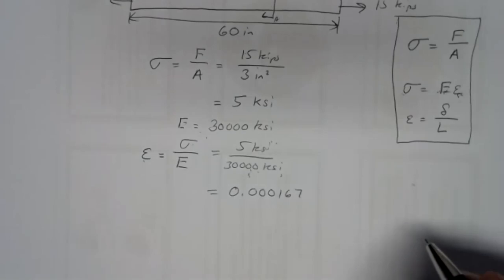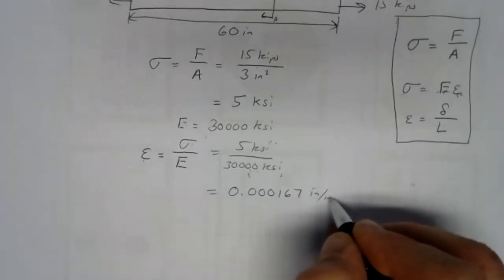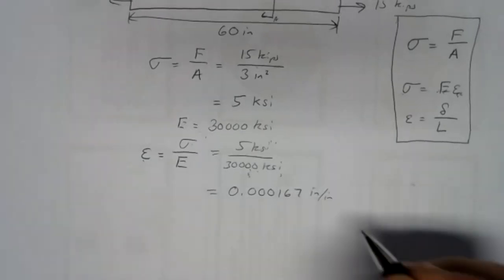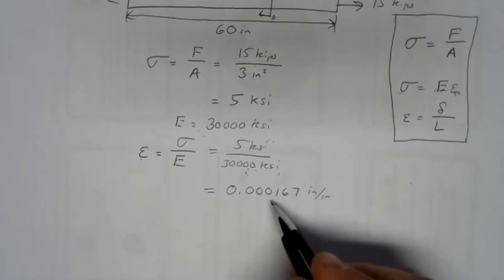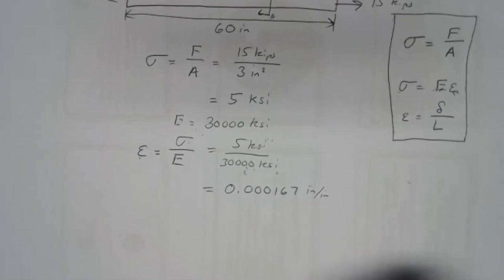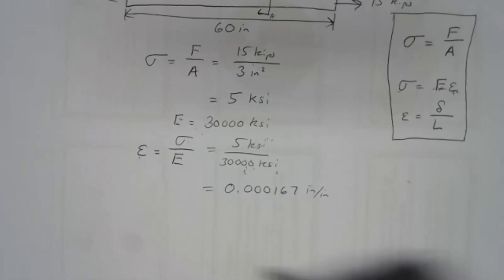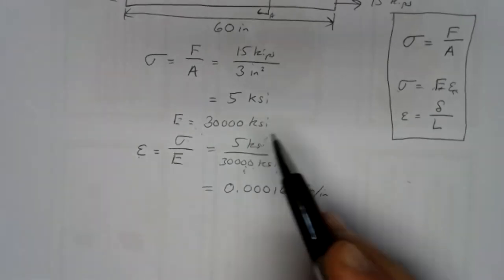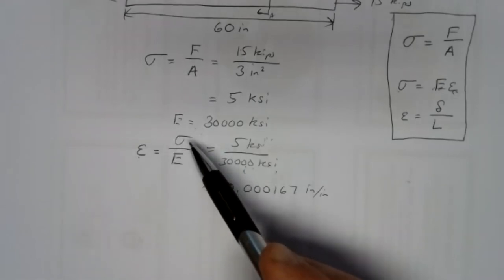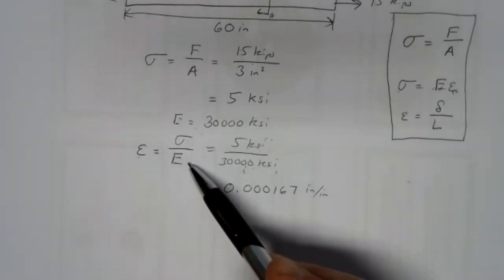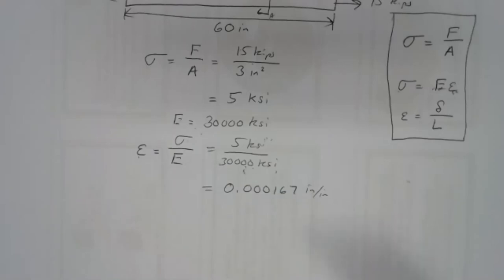Now we can interpret strain as being inches per inch. So what that tells us is each inch grows by 167 millionths of an inch. So that's not very much at all. So 167 millionths of an inch per inch. So that's the second link in the chain, going from stress to strain through Young's modulus and the material.